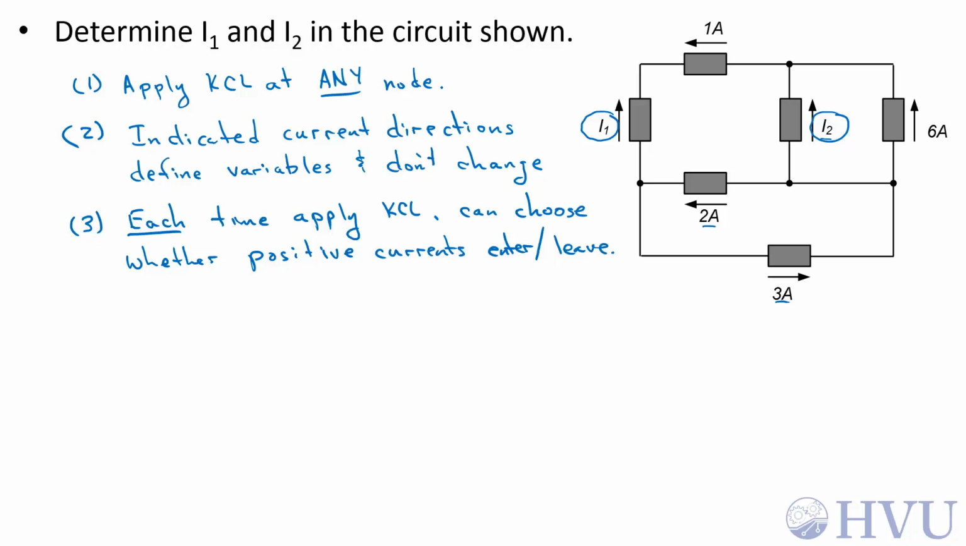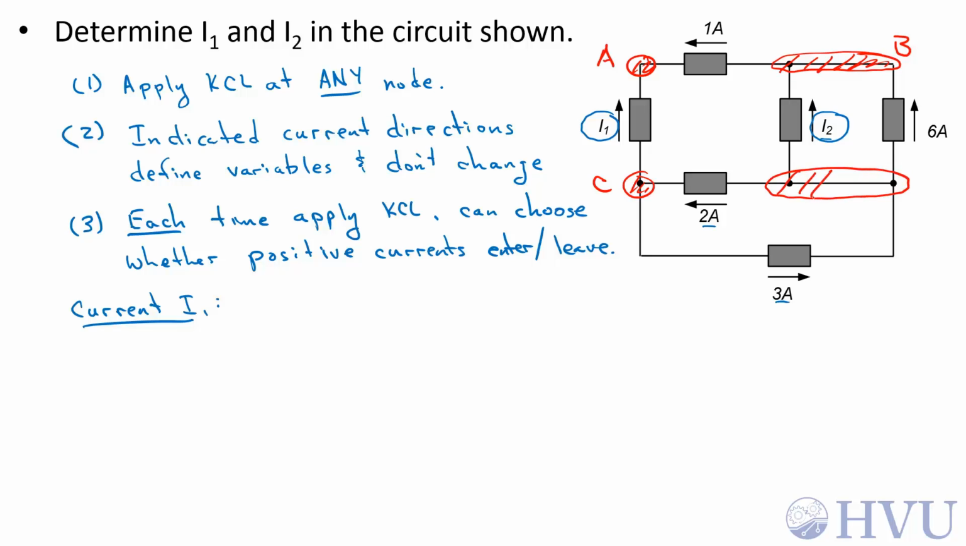So now let's use KCL to determine the current I1. First, I have to define nodes. This is a node. I'll call that node A. This is a node. I'll call that node B. This is a node, which I'll call node C. And this is a node. I'll call that one node D.